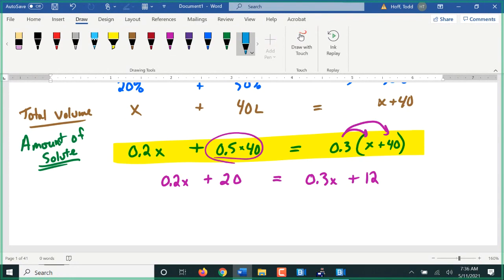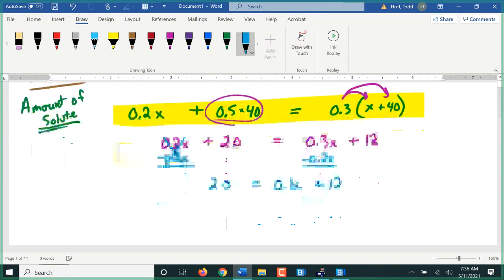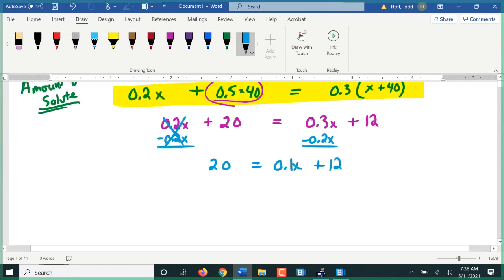The next step is to make sure the variable is on just one side. Right now it's on both sides. The smaller one is the 0.2x. It's positive, so we're going to get rid of it by subtracting. Remembering to subtract 0.2x from the other side as well. So our equation here is 20 equals 0.3x minus 0.2x is 0.1x plus 12. And now it's just a matter of solving the equation.